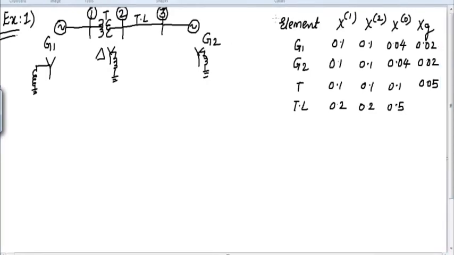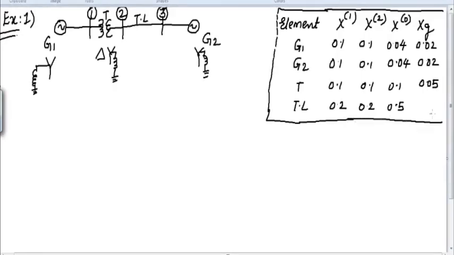We have to make use of this data, solve the given numerical, and find out the Z bus 0, 1, 2. So this is what the question is.